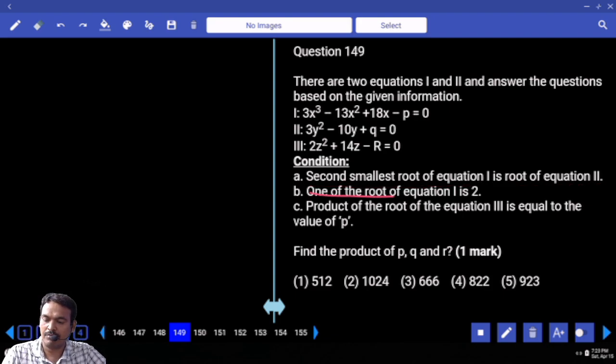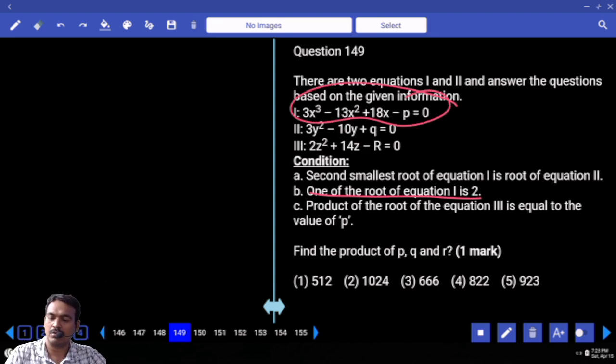One of the root of equation 1 is how much? 2. Means first equation, one of the root is how much? 2. But first equation, what is the highest power of x? 3. Means x has how many roots? 3 roots or not? Means first equation we are getting 3 roots. Second equation we are getting 2 roots. Third equation we are getting 2 roots or not?